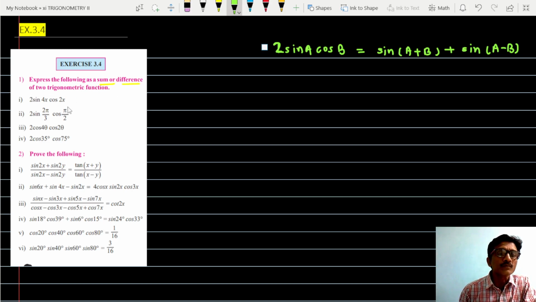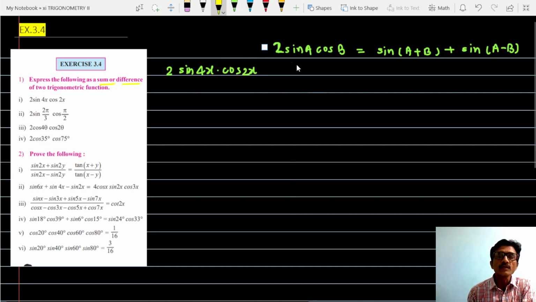So here we have a product of trigonometric functions. You know the formula: 2 sin a cos b equals sin of a plus b plus sin of a minus b. So this is 2 sin of 4x into cos of 2x. This is a product, and we want to express it as a sum or difference of trigonometric functions. So this is a, this is b. Sin of a plus b, that is a plus b.